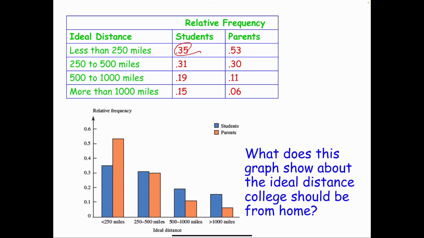Then we have this double bar chart. Notice here on the y-axis, the vertical axis, we have relative frequency. Here we have the two groups, students and parents. What does this graph show about the ideal distance college should be from home? Well, we can see here from the first group that most of the students and parents prefer to be close to each other.